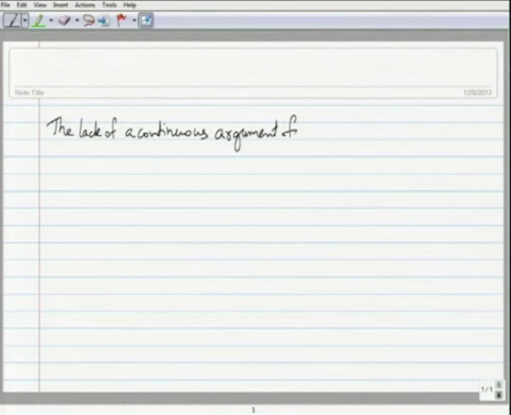So, let us start with the lack of a continuous argument function on C minus 0. Of course, we do not define the argument of the complex number 0, but the emphasis here is on continuous. There is no continuous argument function on C minus 0.